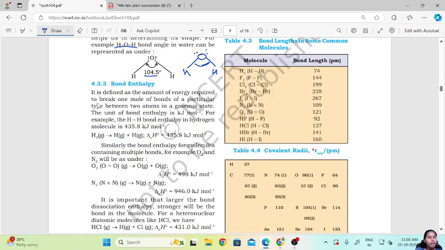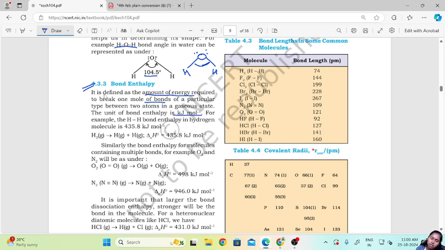Now next is bond enthalpy. You have seen ionization enthalpy and electron gain enthalpy. Something similar is your bond enthalpy. It is defined as the amount of energy that is required to break 1 mole of bonds of a particular type between two atoms in a gaseous state. In short, bond enthalpy is the amount of energy that is required to break a bond. Now the unit of bond enthalpy is kilojoules per mole.